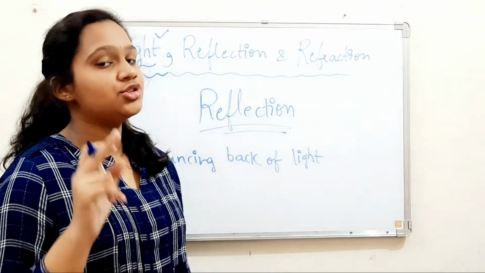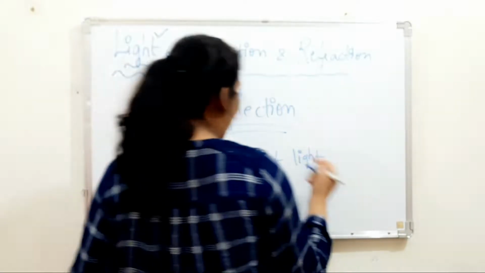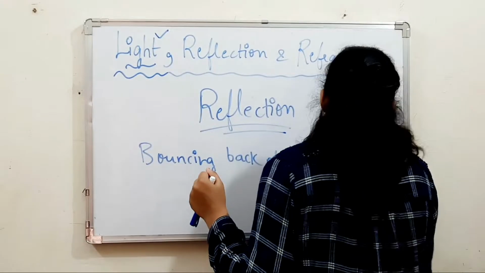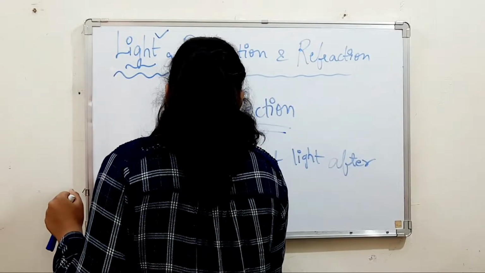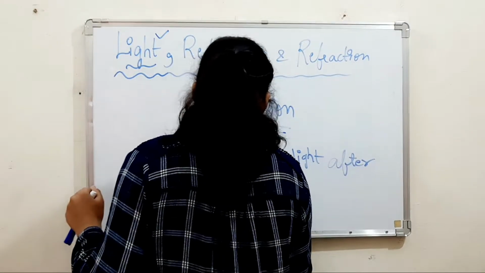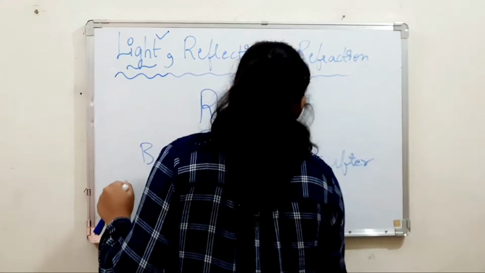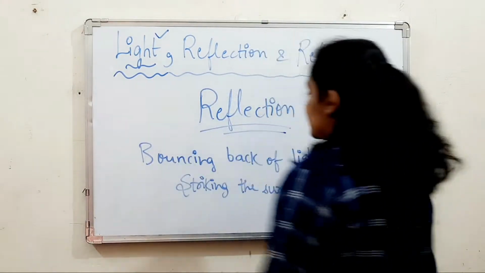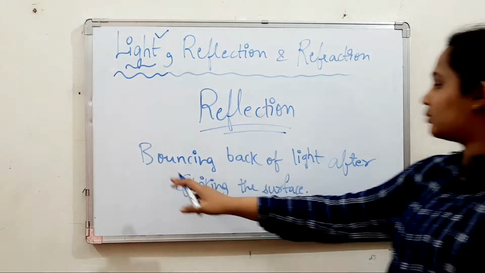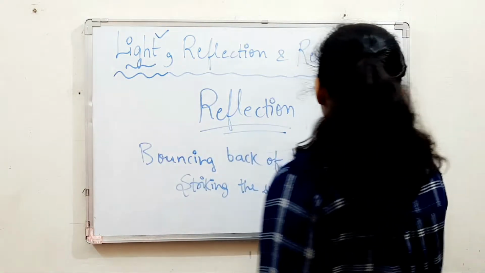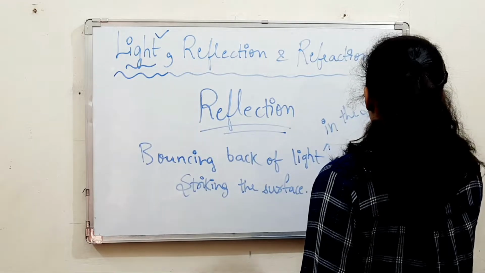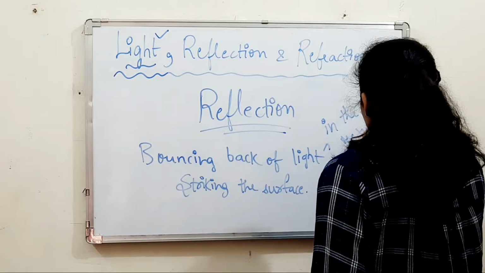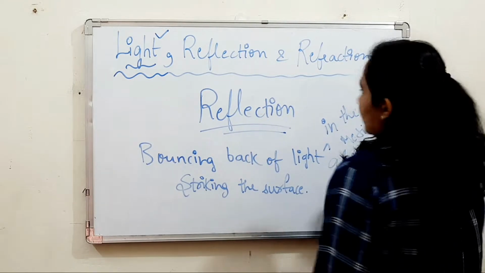As a 10th grader, you should write bouncing back of light after striking the surface. After striking the surface. और एक और चीज भी इधर आप चाहे तो ऐड कर सकते हैं. If you want, you can add one more thing here. Bouncing back of light in the same medium. In the same medium. Suppose the medium is air.